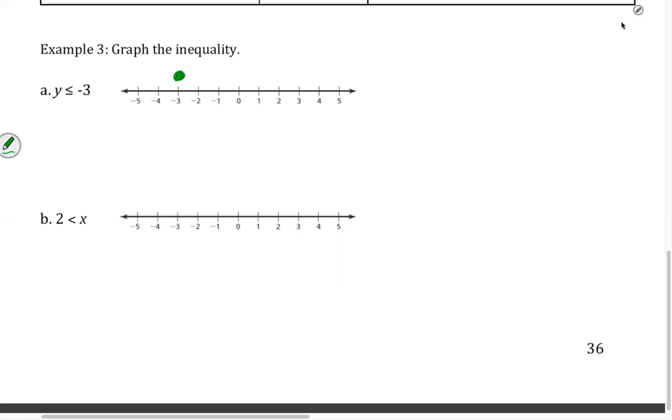AJ, am I shading to the right or to the left? Back to status quo. All right, Kevin, gotta help me out here. Am I shading to the right or to the left? Yeah, very good. Just remember, focus on what you're eating. Notice I'm eating the -3. Since I'm eating the -3, that means I shade to the left. Simple as that.